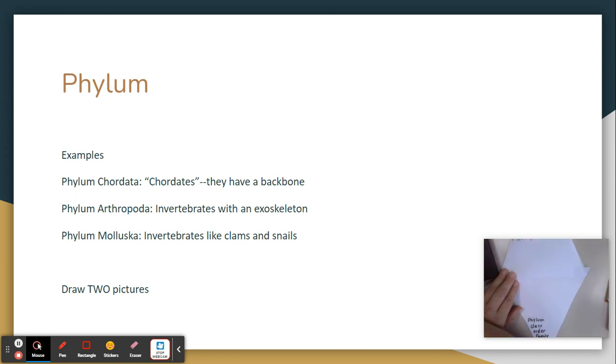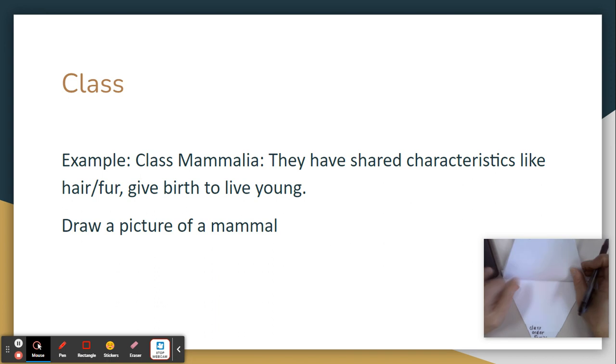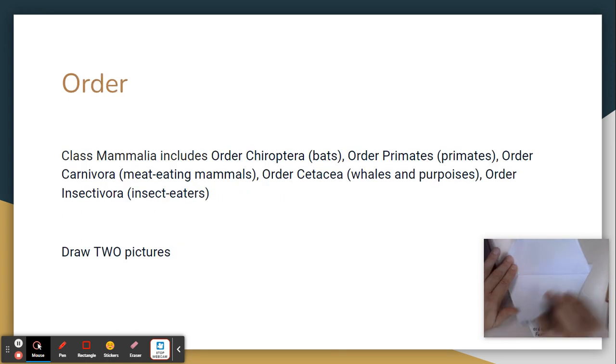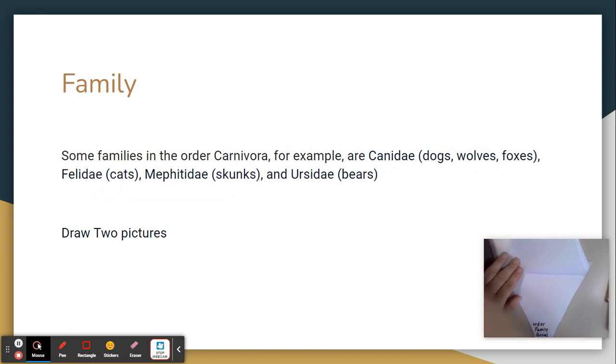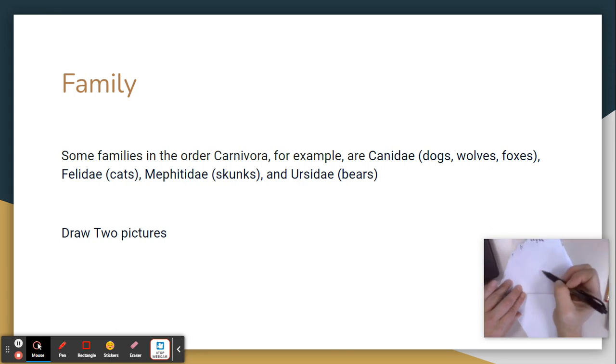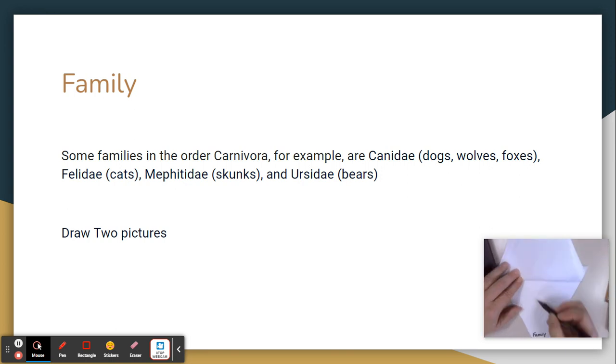But 2 pictures. Class Mammalia. They have shared characteristics like hair/fur, give birth to live young. I want you to draw a picture of a mammal here. Order. So you've got bats, primates, meat-eating mammals, whales and porpoises, other insect eaters, and you'll write all that information. I want you to draw 2 pictures related to this slide. Family. So you're going to write all the information, dogs, wolves, foxes, etc. Draw 2 pictures.